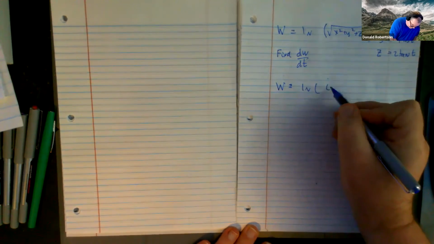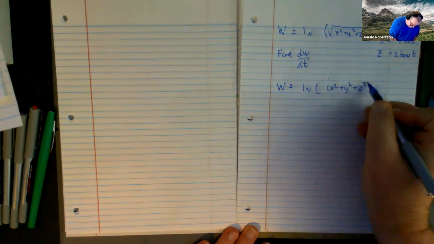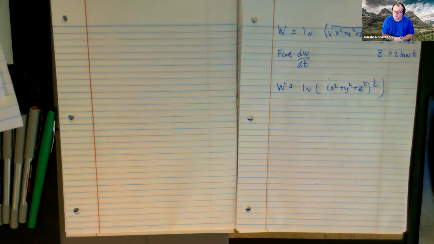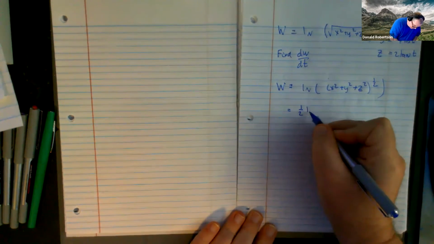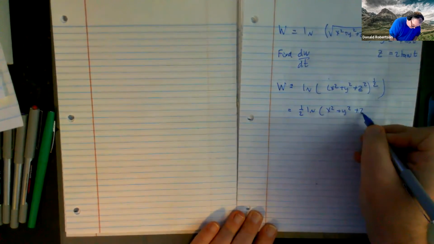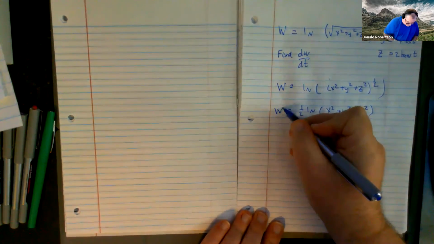Isn't this the same thing as x squared plus y squared plus z squared to the power of half? Would you agree? Square root is a half power. Isn't the rule in logs that you can pull out a half power like that?